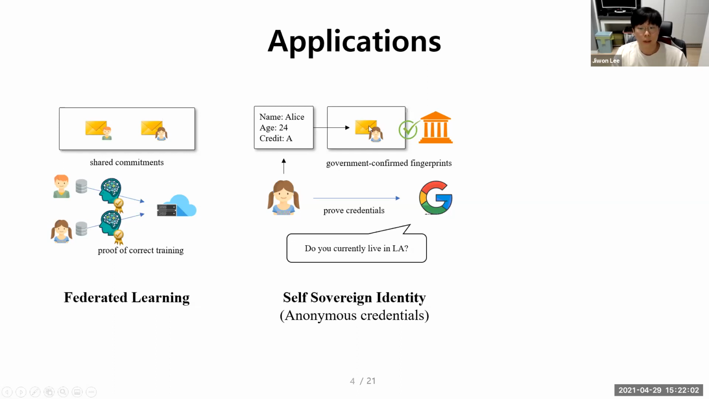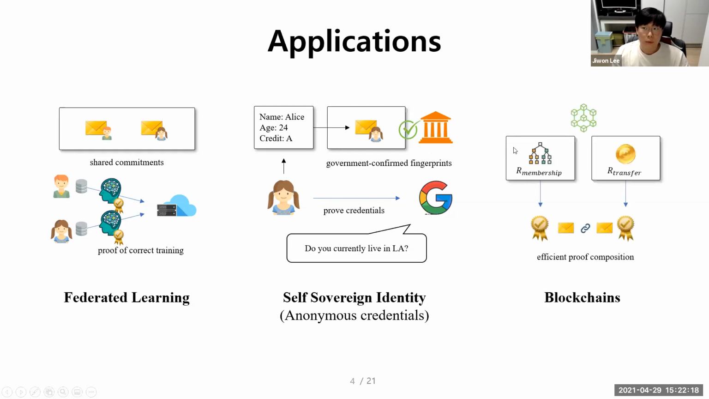Then what can happen later in the future is that, let's say there's a company like Google who wants to make an event for some citizens who live in Los Angeles. Then Alice can actually prove that she lives in LA, but without revealing any other personal information that she has.